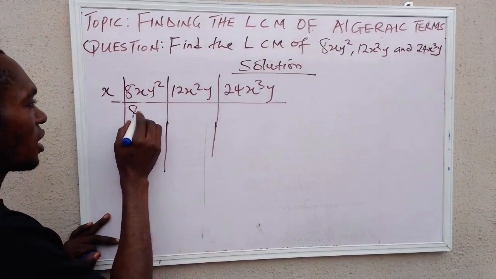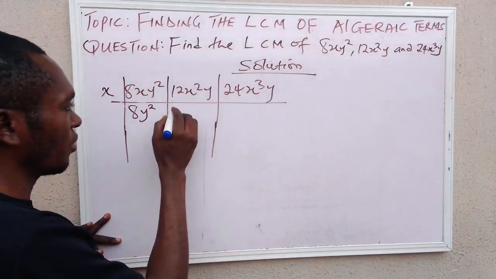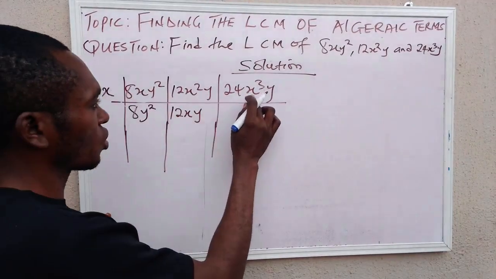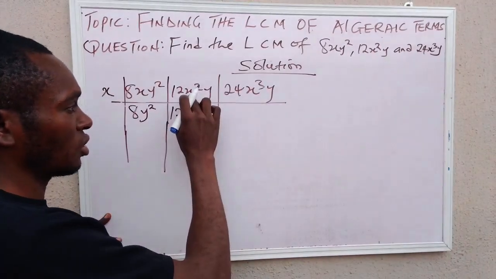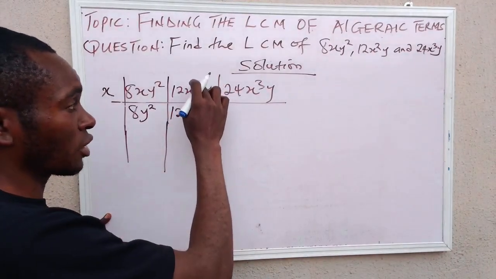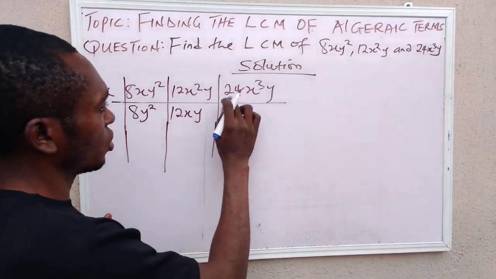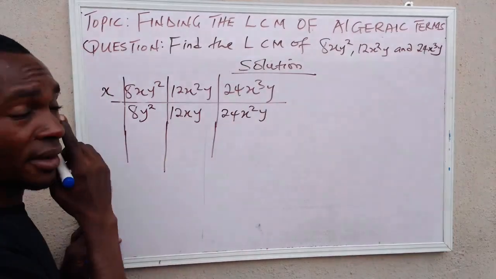We'll have this 8 and y squared. This x will cancel 1x here. What we'll have is 12x and y. This x will cancel 1x here, since it's x cubed, so 2x, x squared rather, is left here. So this x cancels 1x here. We have x squared, and then we have y.